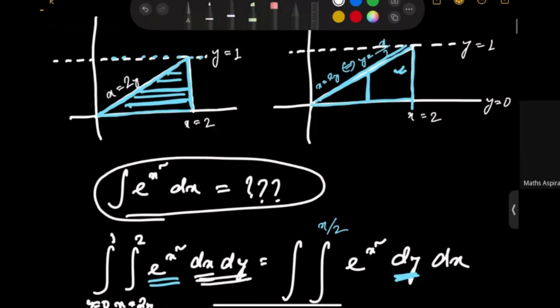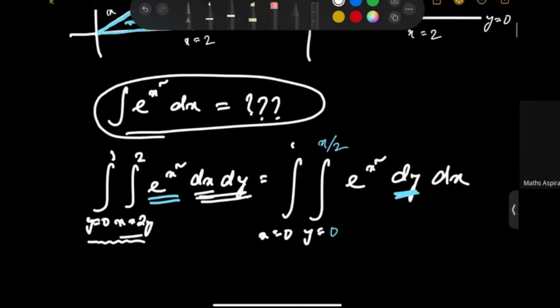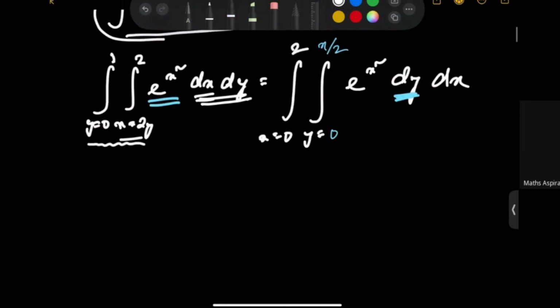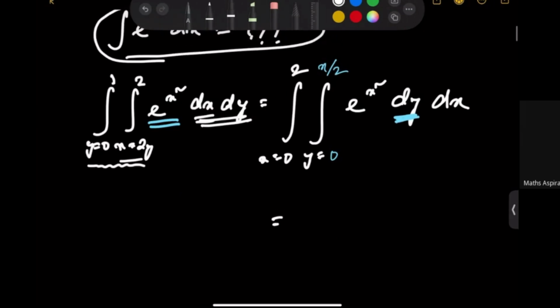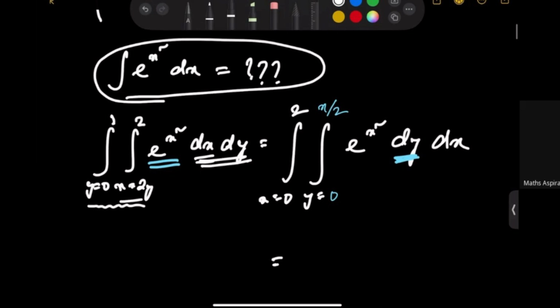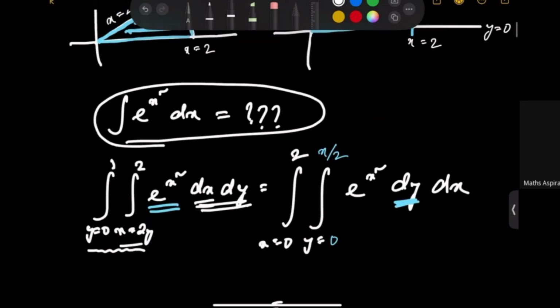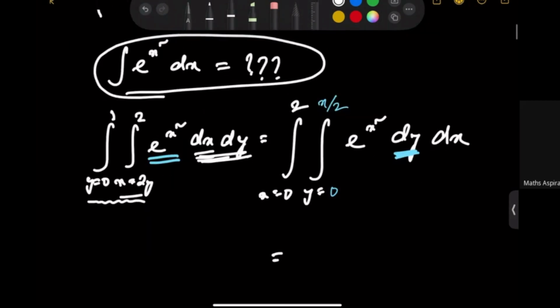So x from 0 to 2. This was covered in the last session, but I didn't have much time, so I did it only in 5 minutes. But that is how we actually change the order of integration. It was dx dy first. Now we are doing dy dx.